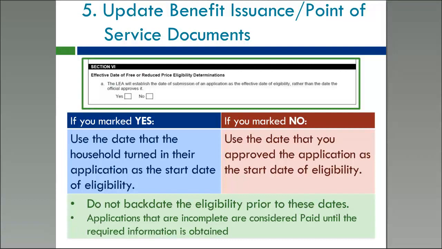If you mark no on this question on the method of collection form, then you will use the date you approved the application as the start date of eligibility. So if they turned in the application on Monday and you approved it on Friday and you have this marked no, then you'll use Friday as the date that they are eligible.